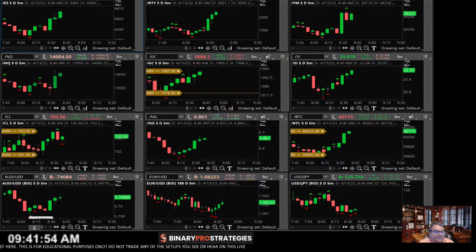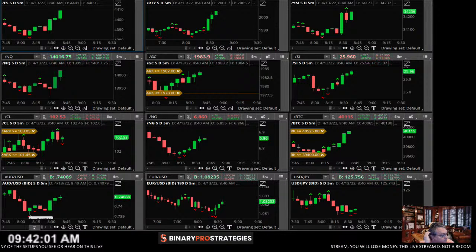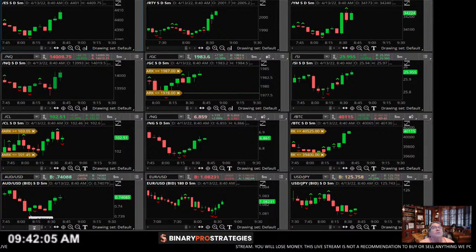Nice double short coming up on the yen. US yen, watch for that double short. Wait till it forms, and we'll look to sell on the next 5 minutes.